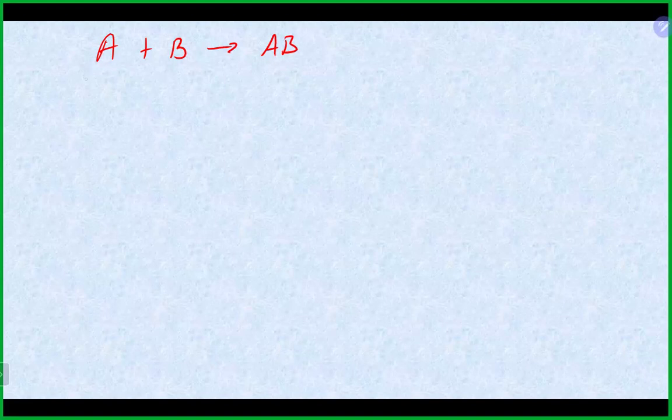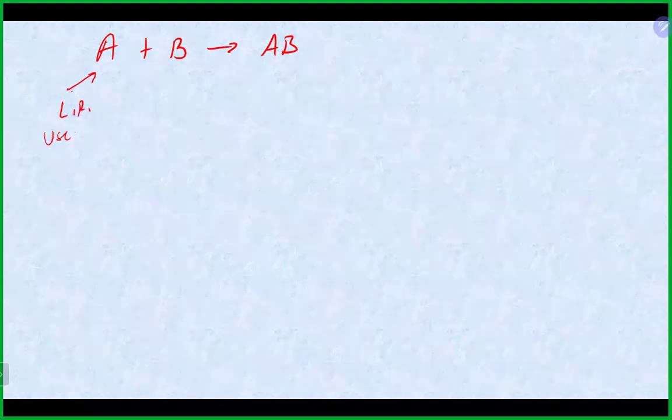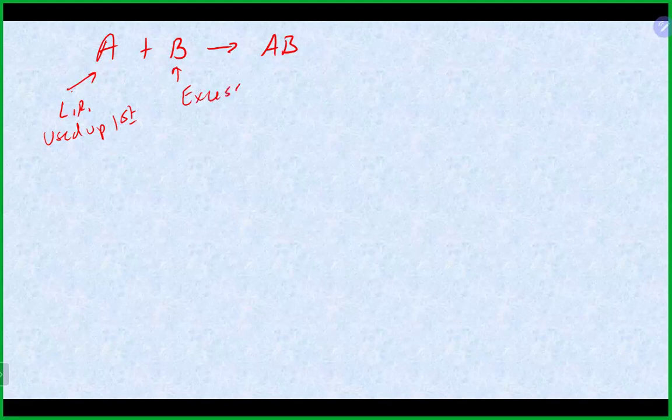So again, if we have this reaction here, where we need A and B coming together to form our product, if A was our limiting reactant, which is the one that gets used up first, B would be what is known as the excess reagent. And that is the one that you have plenty of, you have some left over and the reaction's done.